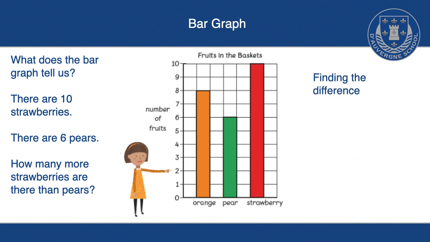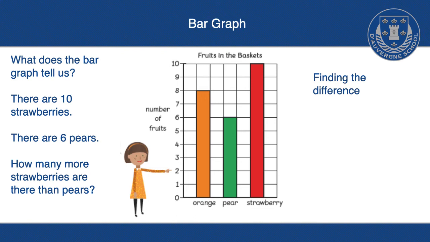So we're finding the difference. We're seeing how many more strawberries there are than pears, and that's finding the difference. Now in this case, because there are 10 strawberries and there are 6 pears, these are the key numbers and information I need in order to help me. So when you find the difference, the easiest thing to do is to take away. Because when you get to bigger numbers, that's the easiest way to do it.